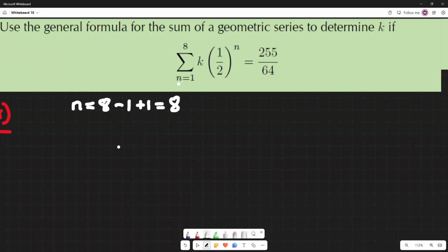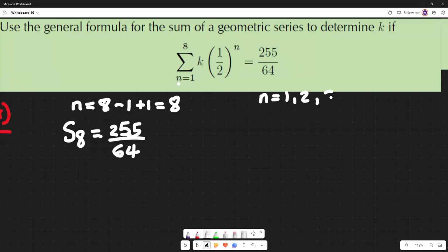And then they gave us what this sum is equal to. They gave us that the sum, remember we know n is 8, so the sum of the 8 terms is basically 255 over 64. This doesn't look nice. Let's write a nice 5 there. And then remember I said I prefer to get the first 2 or 3 terms. So I can see that I'm starting at n equals 1, then it's going to be 2, then I'll just stop at 3.